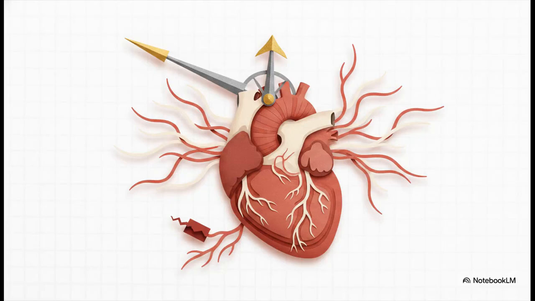Now, what if only a smaller branch is blocked? Say, the left anterior fascicle. Well, it actually won't widen the whole complex all the way to that 120 millisecond mark. Instead, these hemiblocks wildly shift the electrical axis of the heart, usually throwing it far to the left.